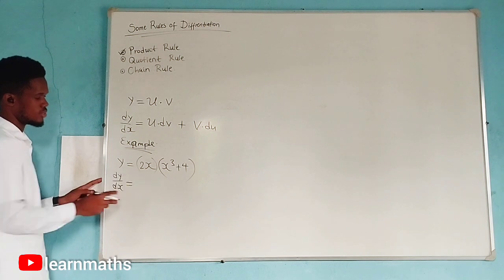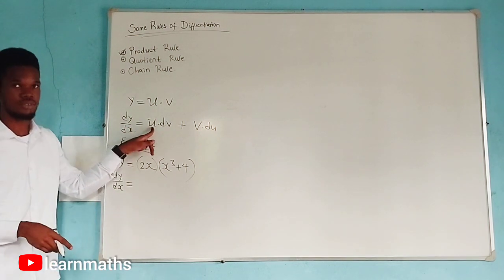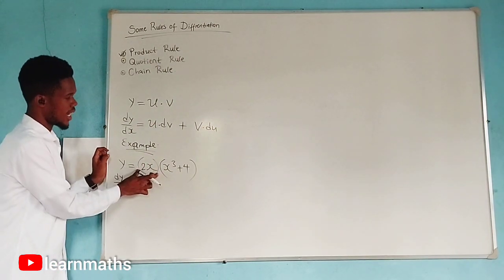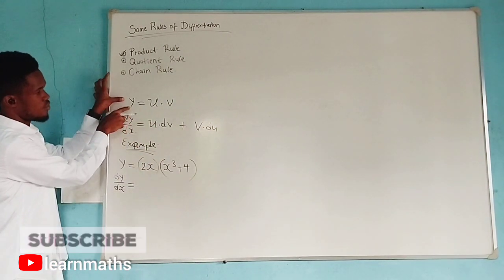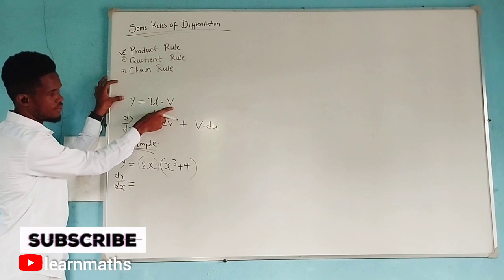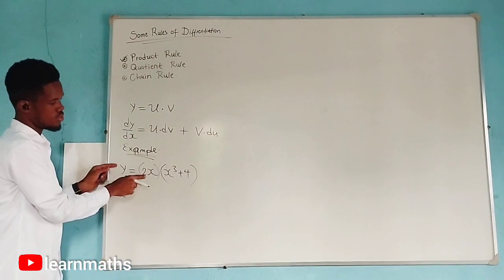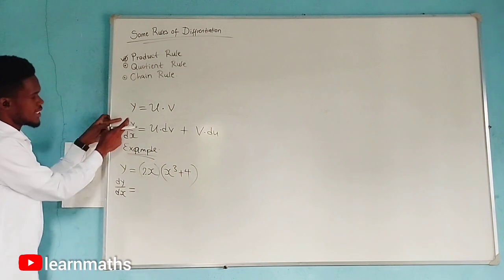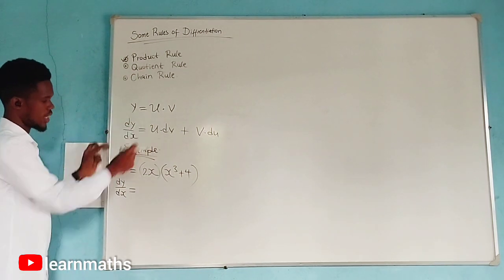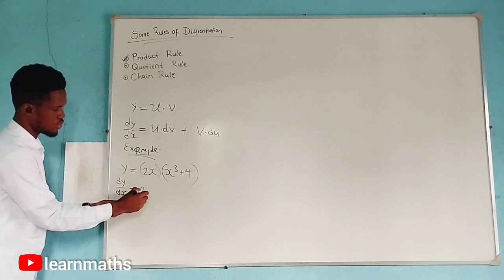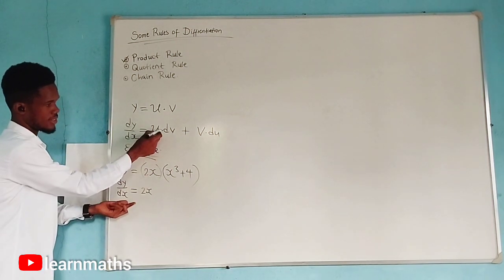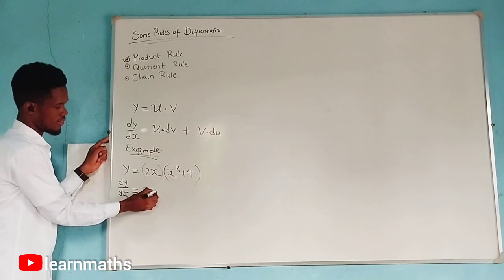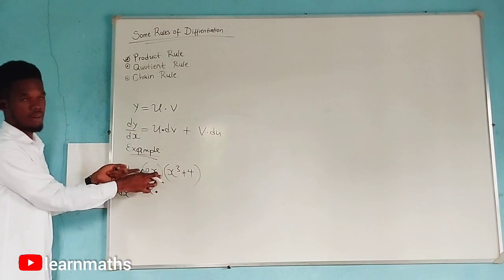Alright, so dy dx is going to be this from the formula I gave to us, u dv. Okay, this is our u, right? And this is our v. See, we have y equal to u and v, right? This is our u, this is our v. So when I say dy dx is equal to u, this is the u, right? 2x, then times, this dot here means multiplication, right? 2x, that's our u, right?